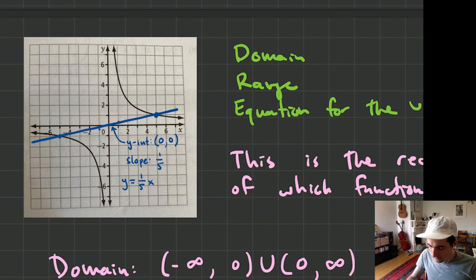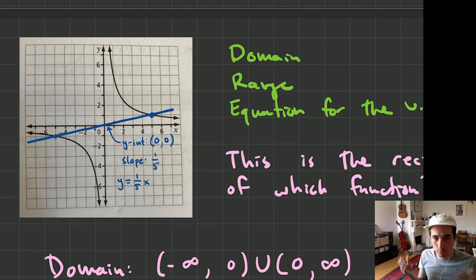So isn't that cool? Just by looking at the function itself, we are able to determine where that function came from using pretty much the same process that we used to graph the reciprocal function. We can do that same process to go backwards.